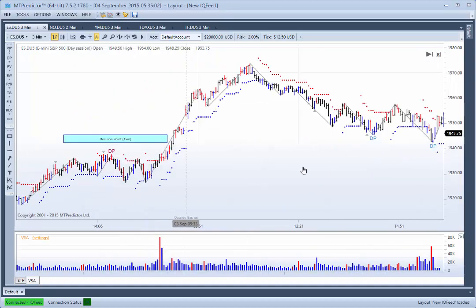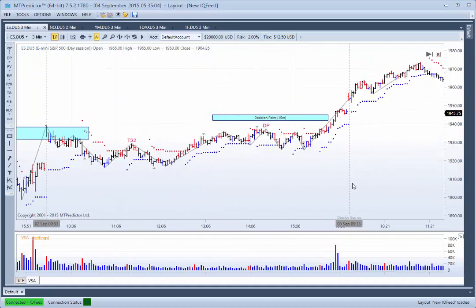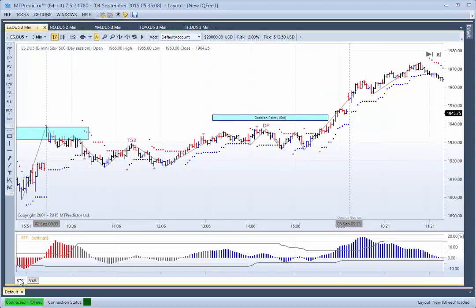Let's go back a day and see how we would have done on the previous day. This day, if I look at our STF indicator, it was red, stroke grey and then blue later on, but I want to look at the large degree trend using our higher time frame chart.